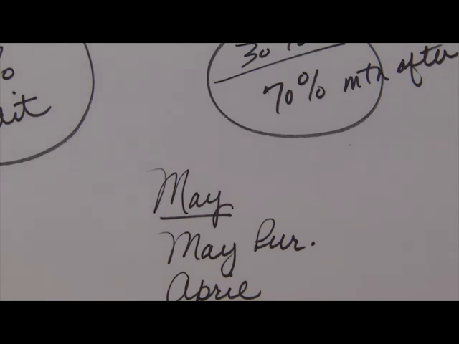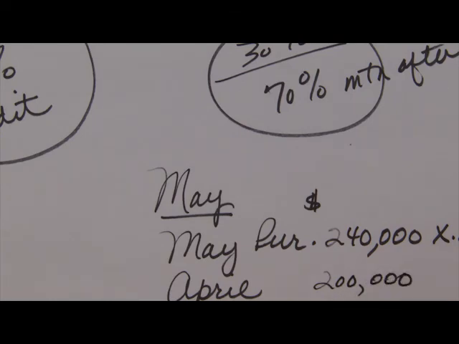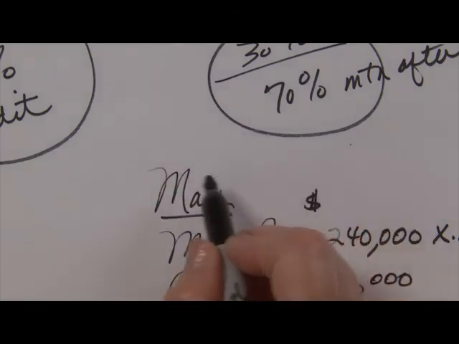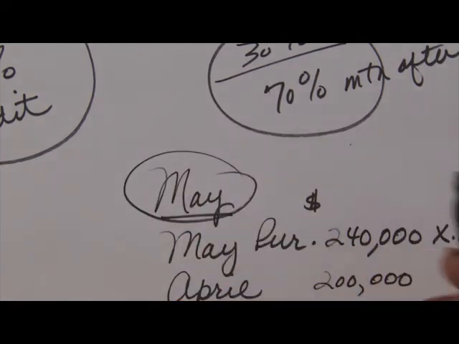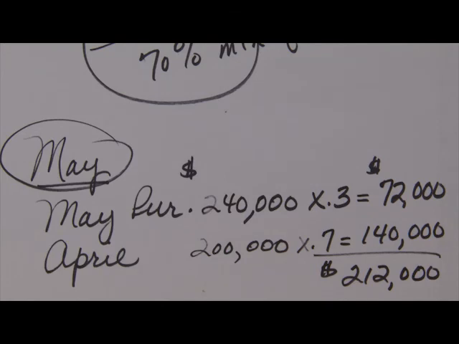So for the month of May, we purchased $240,000. We'll be paying 30% of that in May, $72,000. Then in April, if we look at April purchases, it was $200,000. Because we are looking for disbursements in the month of May, we will go back a month to April, multiply by 70%, and we will see that the amount of cash to be dispersed in May is $212,000. That's 30% of May's, 70% of April's.